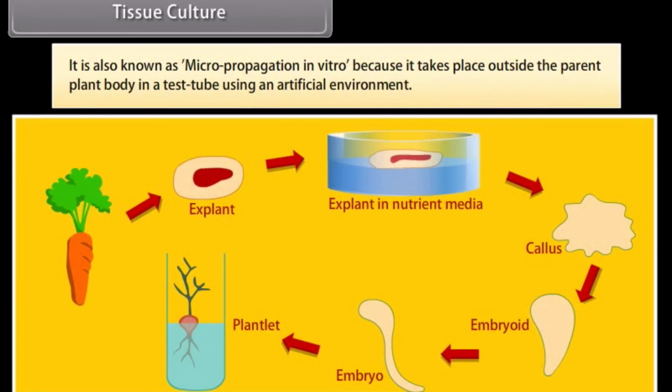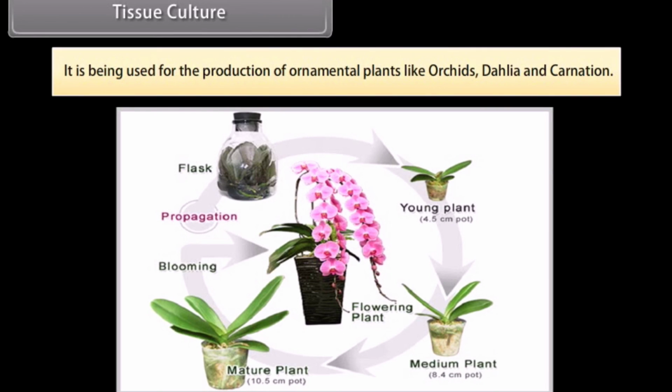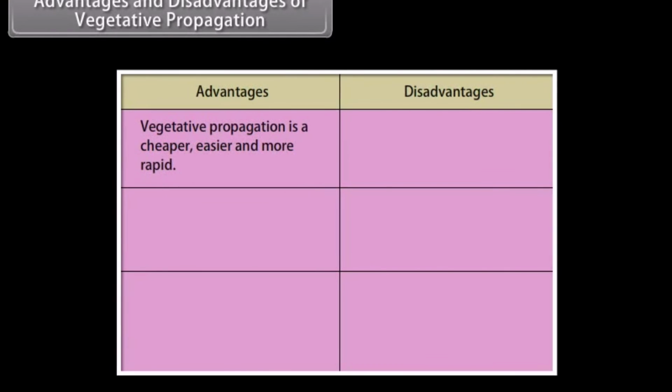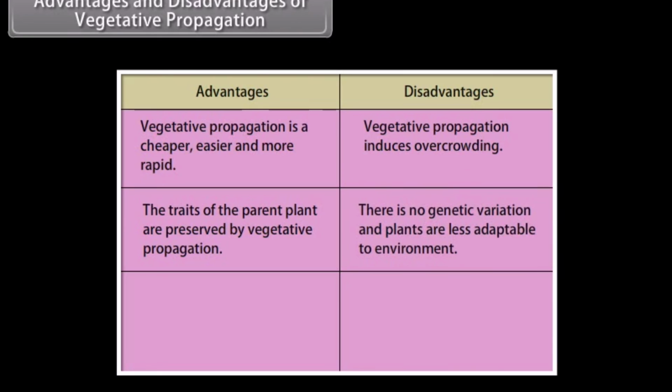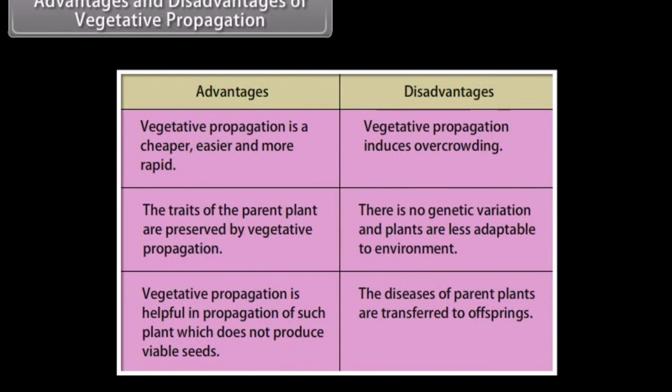It is also known as micropropagation in vitro because it takes place outside the parent plant body in a test tube using an artificial environment. It is being used for the production of ornamental plants like orchids, dahlia and carnation. Advantages and disadvantages of vegetative propagation. Let us discuss some of the advantages and disadvantages of vegetative propagation.